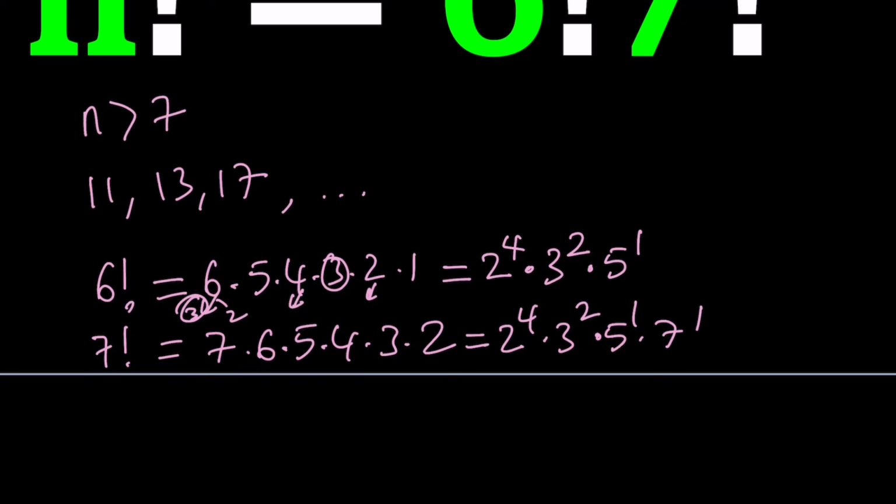Pretty easy. Now, let me tell you something. If your number is very large, like let's say 75 factorial, you don't want to do this because that would take forever. Trust me. There's a better way to do it. Let me show you real quick.